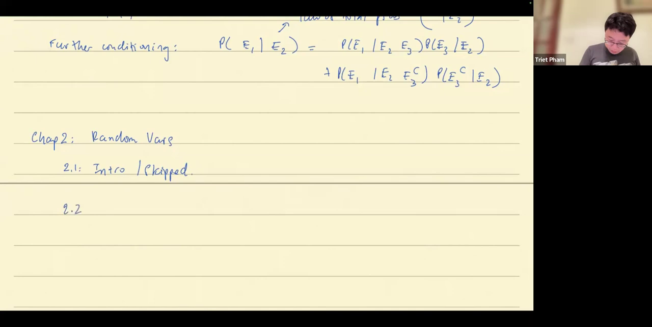So 2.2 and 2.3 are about discrete and continuous random variables. As you can see, these are just basically, you know what? Let me take it slow. Let's just do 2.2, discrete random variables.